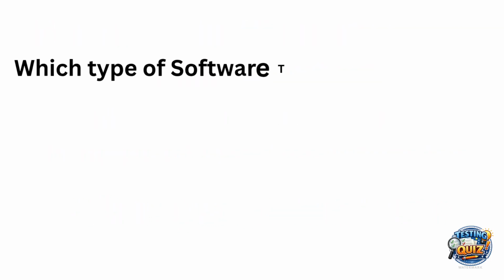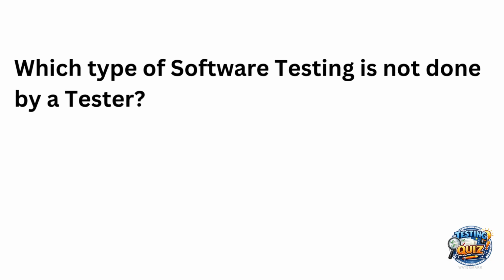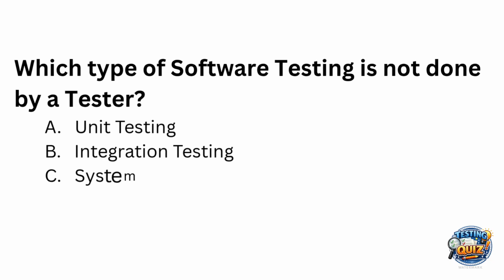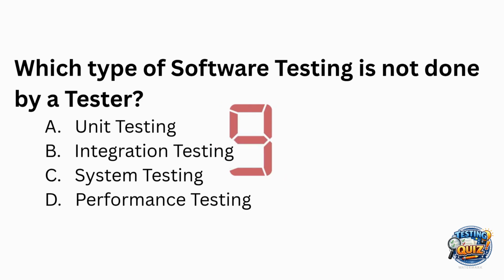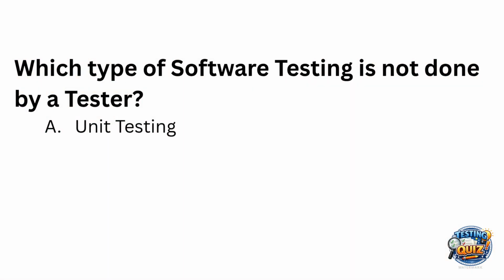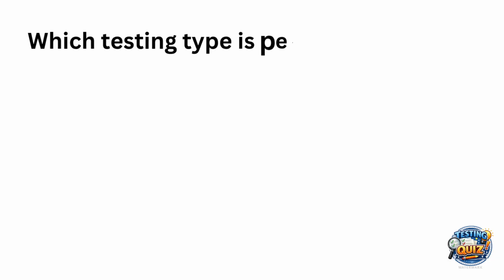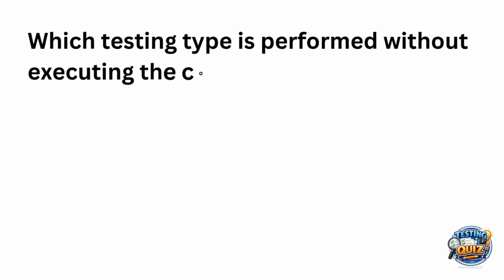Which type of software testing is not done by a tester? A. Unit testing. B. Integration testing. C. System testing. D. Performance testing. The correct answer is A. Unit testing.